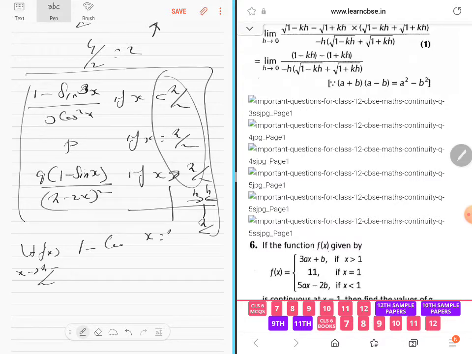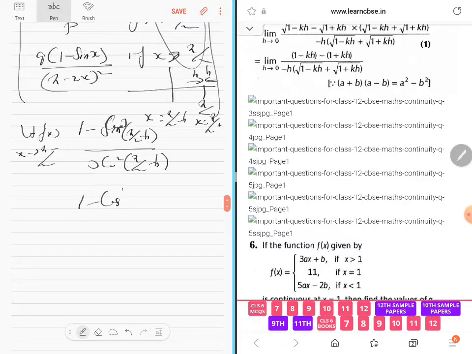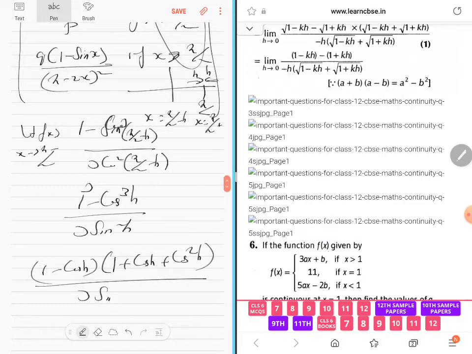So x is equal to pi by 2 minus h for the left limit, and x is equal to pi by 2 plus h for the right limit. Substituting that here: 1 minus sin cube of (pi by 2 minus h) by 3 cos square (pi by 2 minus h). This will become 1 minus cos cube h by 3 sin square h. This is a cube minus b cube, so write it as a minus b into a square plus ab plus b square, by 3 sin square h.